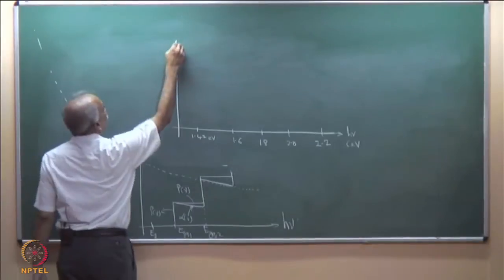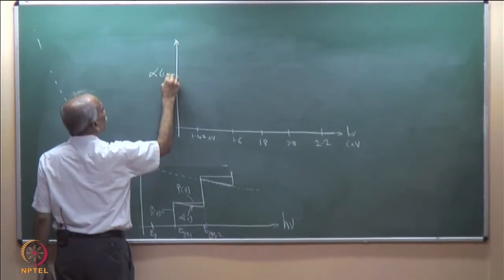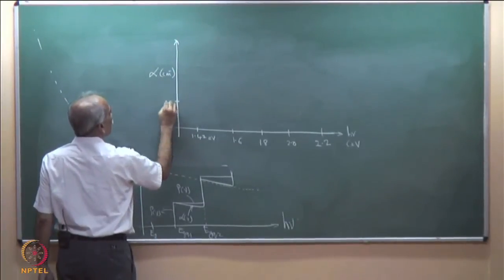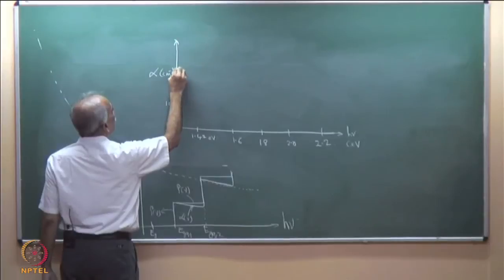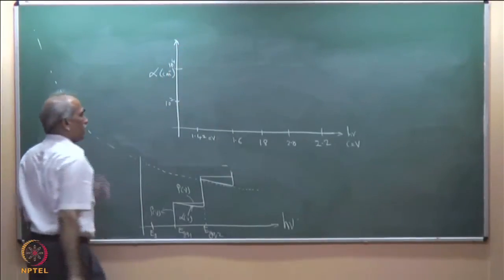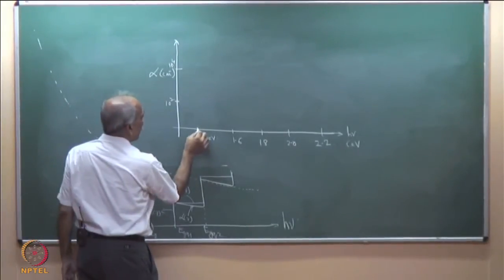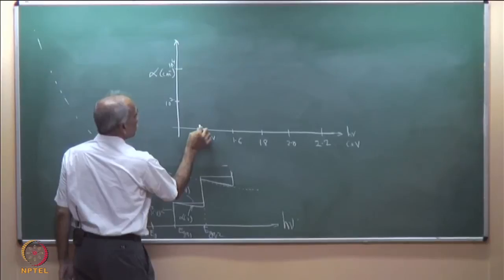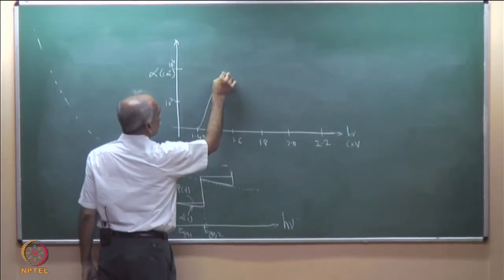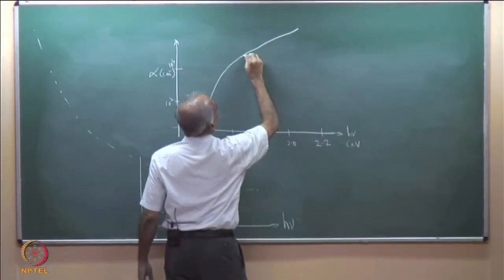And this is the alpha axis, alpha in centimeter inverse, and typical numbers 10 to the power of 2, 10 to the power of 4, 10 to the power of 5 and so on, centimeter inverse. In the bulk case, we would get a dependence which would be something like this.